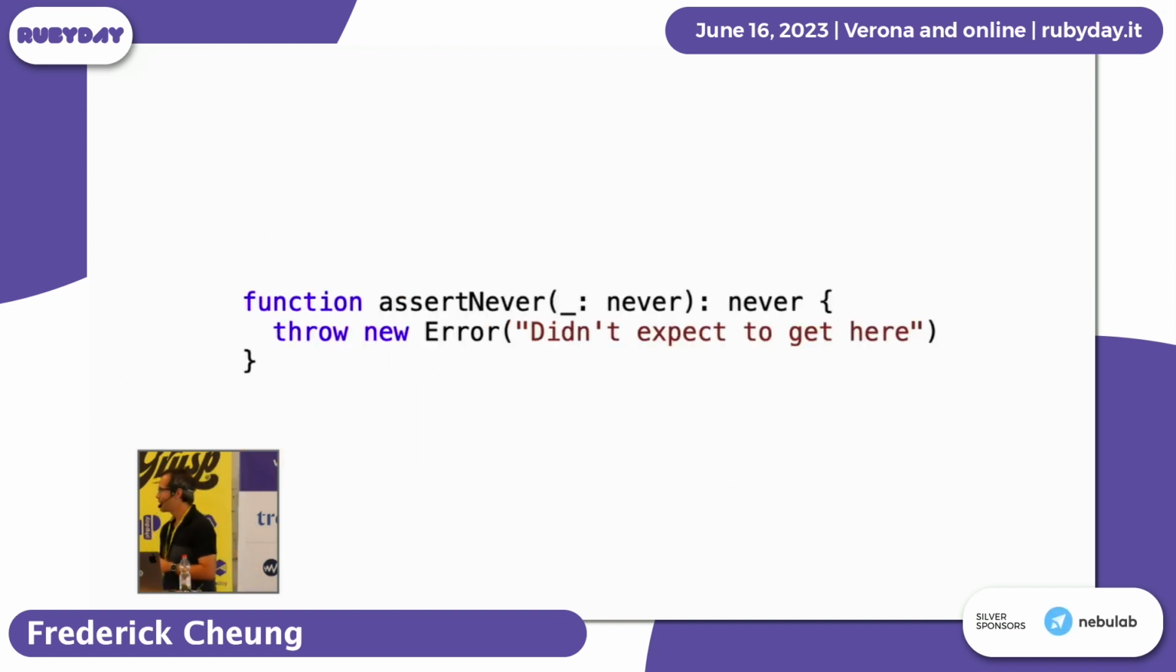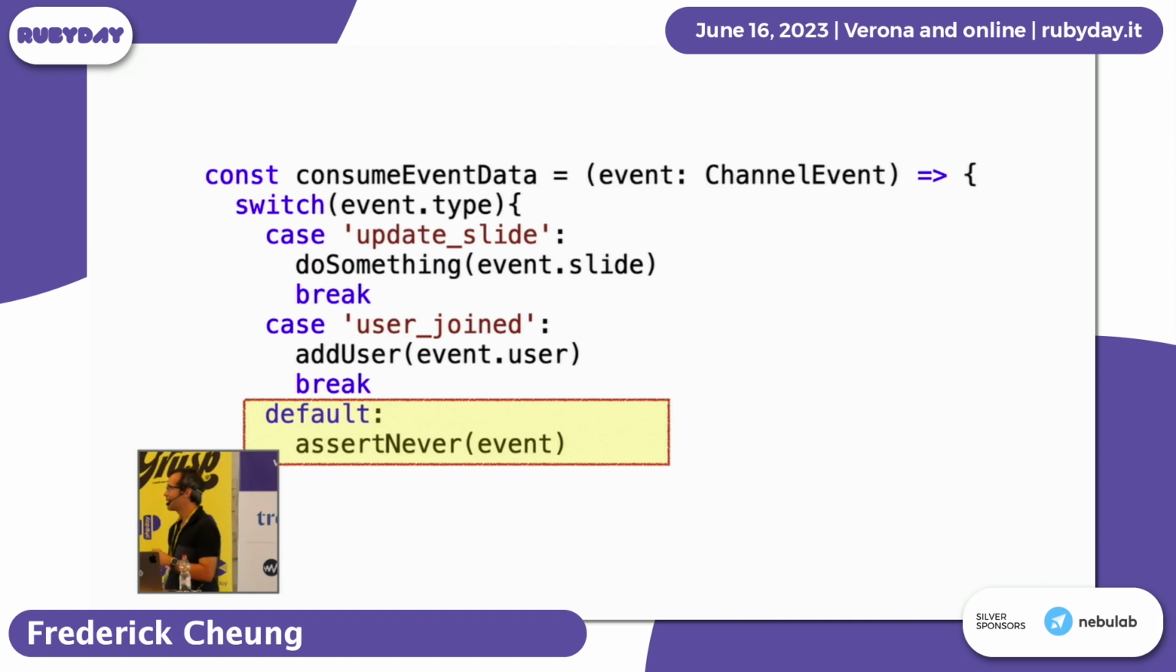So this assert never function looks like this. It's saying it expects a parameter of type never. And never is this special type in TypeScript for things that shouldn't happen. So if we come back here, in the default case, event has been narrowed to the type never, because it shouldn't be possible for it to happen, the type that it narrows to is never.